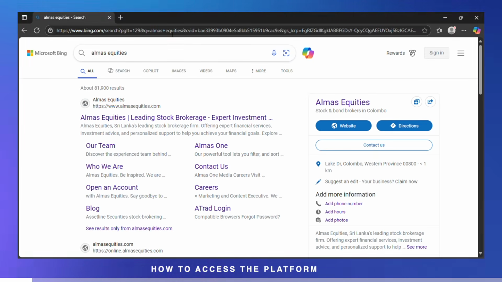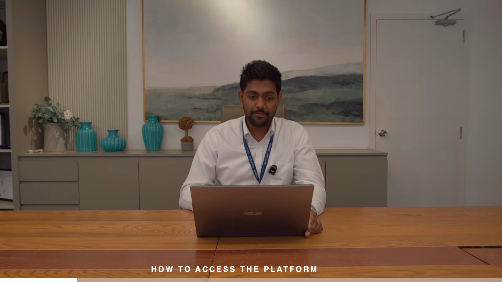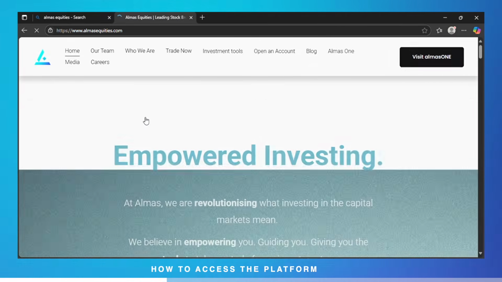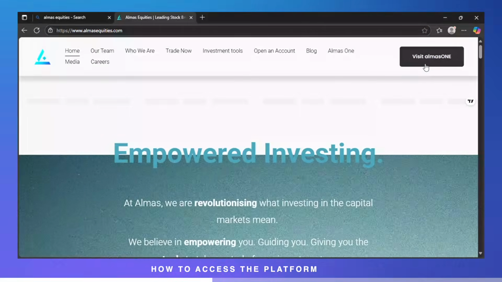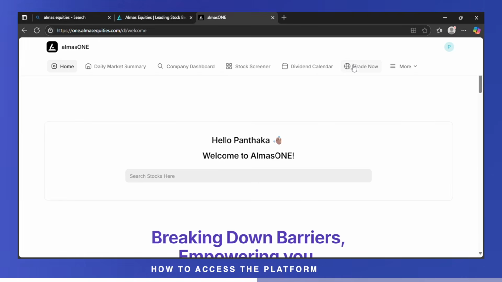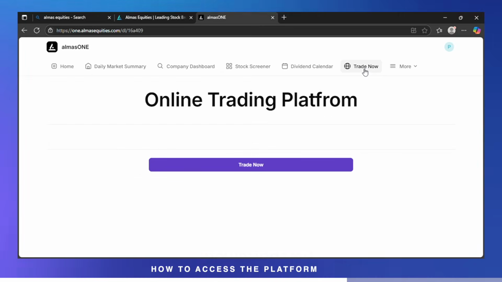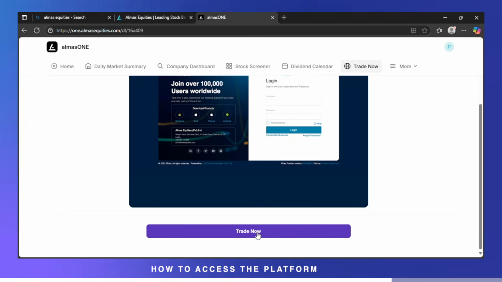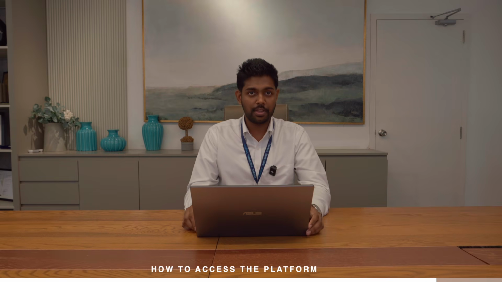If you are someone who doesn't know anything about investing or how to buy or sell stocks in the Colombo Stock Exchange, I'm here to teach you today. To get started, just Google Almas Equities, and using the first link, you can access the official website of Almas Equities. Then there is an option called Visit Almas One. Select the Trade Now option and you will be directed to ATrad, which is the online trading platform. You will receive the login info when you open up your CDS account with Almas One.